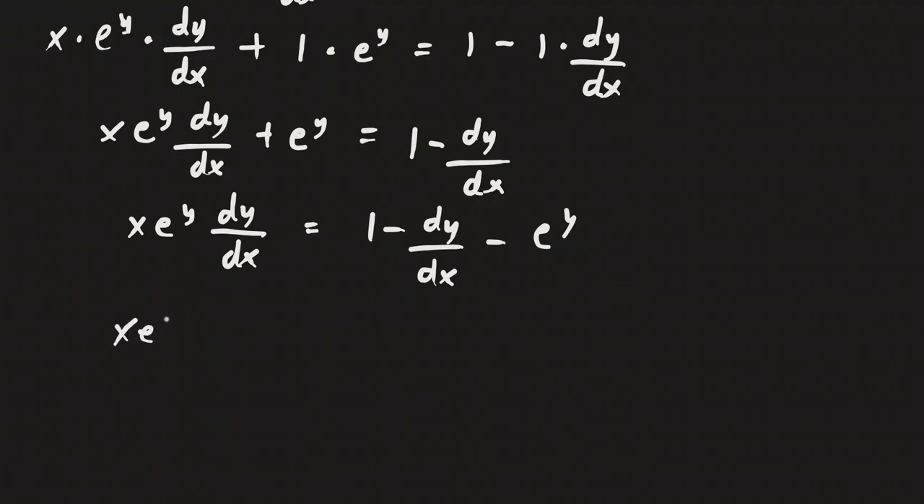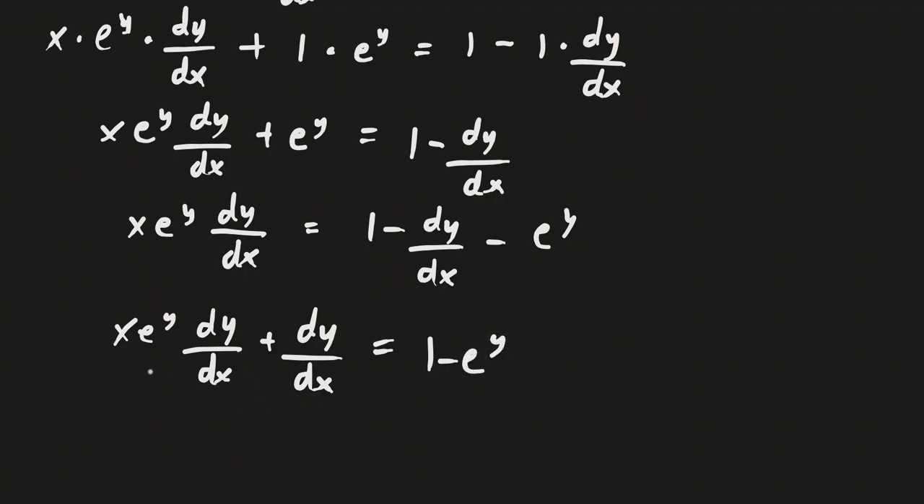Next step, I'm going to scroll a little down now, is to add dy/dx on both sides. So that's going to become x times e to the power of y times dy/dx plus dy/dx equals 1 minus e to the power of y. So now that we have the dy/dx all on one side, we've got to isolate it. So I'm going to factor out the dy/dx, and this is going to become x e to the power of y plus 1 equals 1 minus e to the power of y.